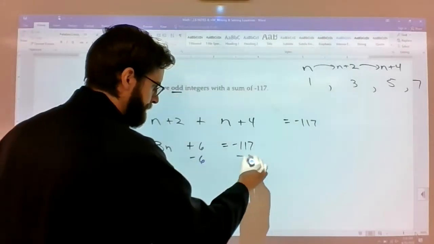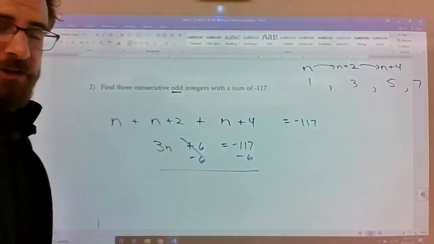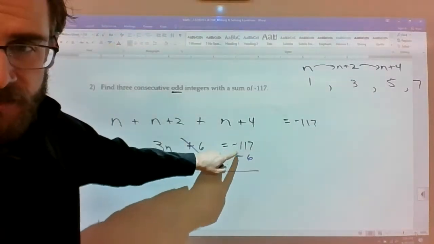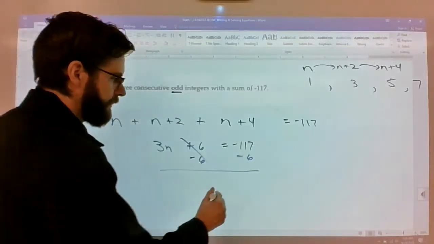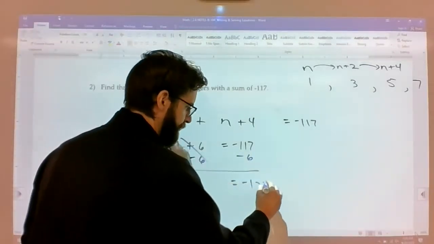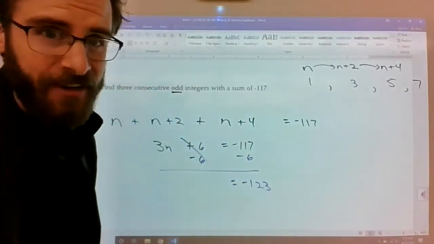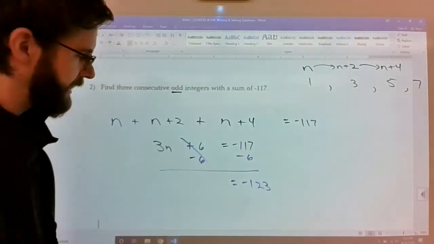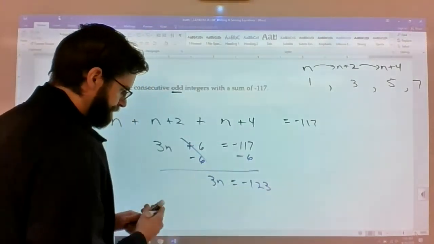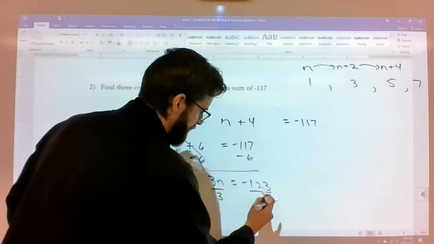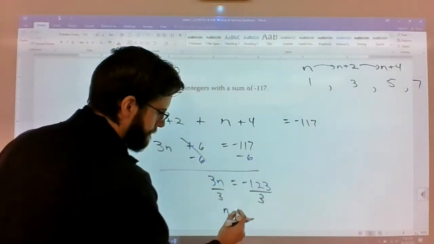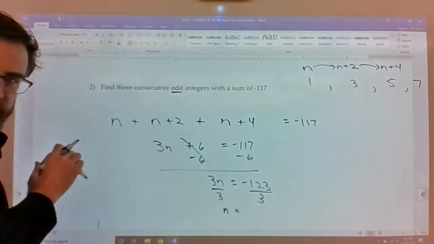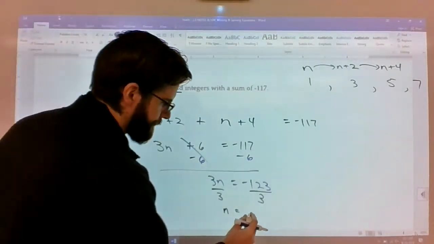Subtract the 6. Make sure you keep in mind that with a negative number, subtracting means you add them, same sign, add. So it's negative 123, not negative 111. It's negative 123 equals 3n. Divide by 3. I'll skip the side calculation because I know it's negative 41.